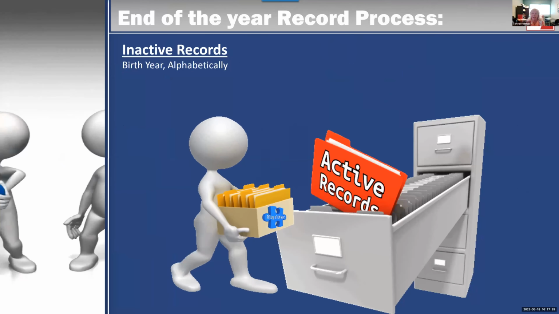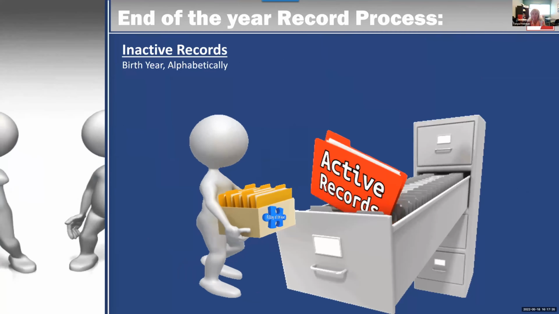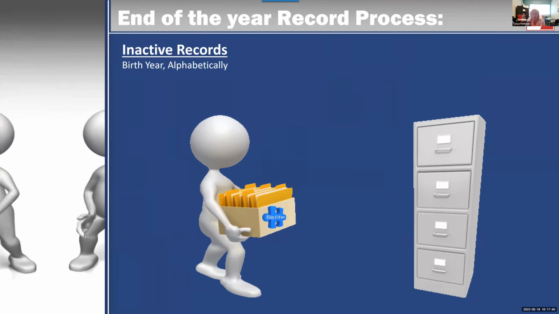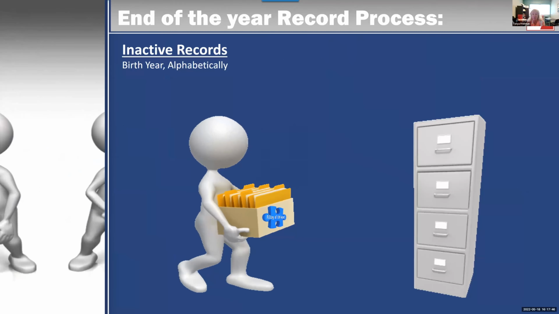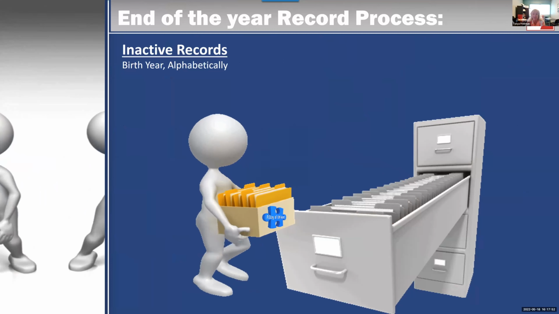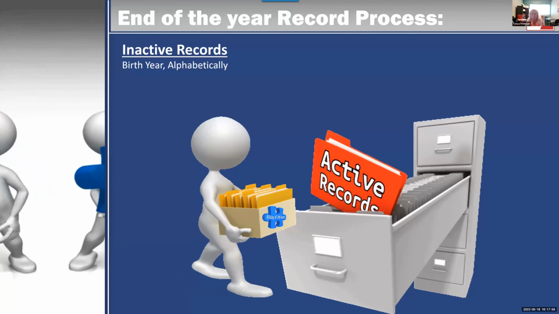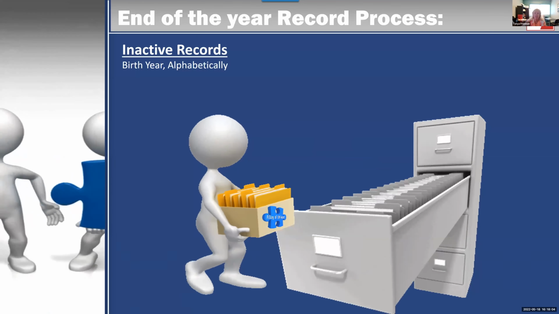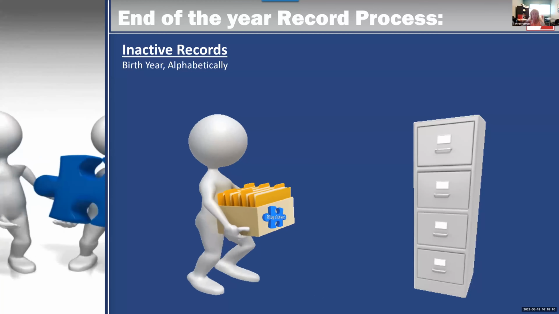Another end of the year record task is to ensure that your inactive records are filed by birth year alphabetically. Please do your best to get old inactive records prepared for digitization. However, please remember that inactive student records must be retained at the last known school of attendance for 1 full school year after the student became inactive or graduated. We do this 1 full school year because most record requests will occur within the first year following the student becoming inactive. Keeping them at the school ensures a smooth process for all involved when a records request is received.